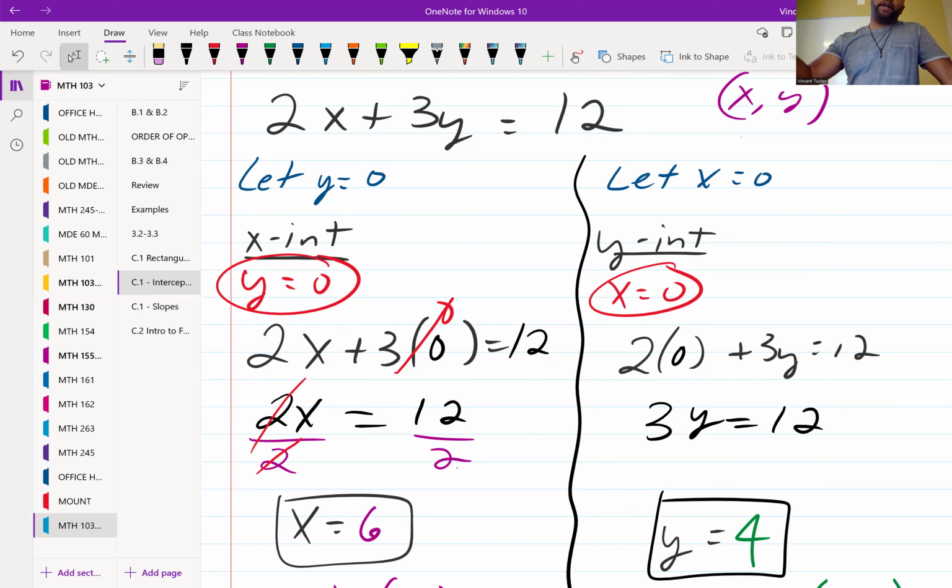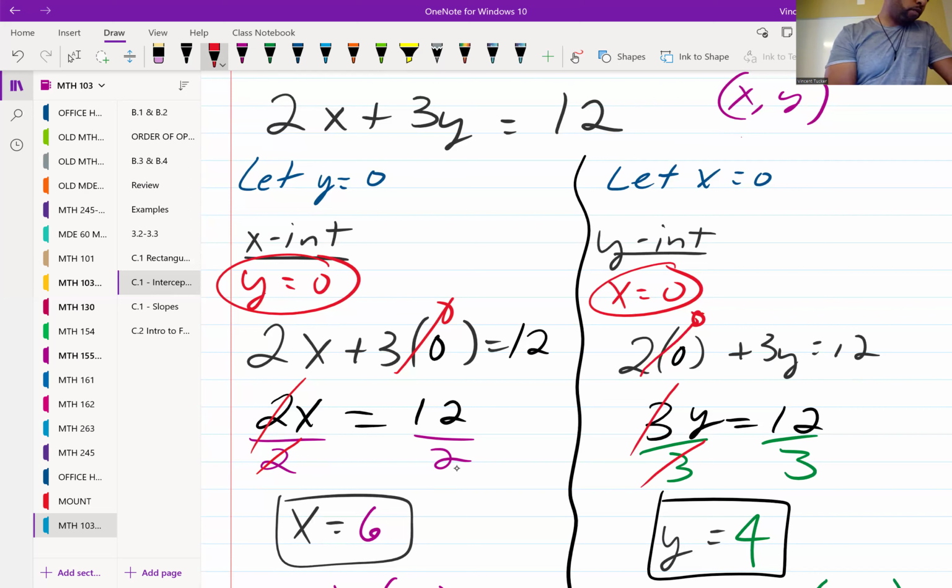Then for the y-intercept, you let x be equal to 0. So that's 2 times 0, which is 0. That leaves you with 3y. Divide both sides by 3. Y is equal to 4. Make sure we are okay before we move forward.